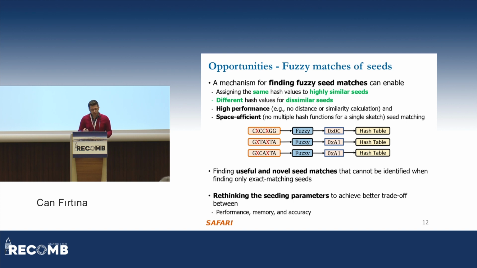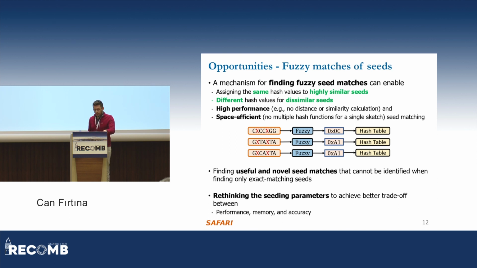And such a mechanism should also provide high performance, meaning we don't really want to do a distance calculation or similarity calculation. It should also be space efficient, meaning we don't really want to use multiple hash functions for a single sketch when performing seed matching.